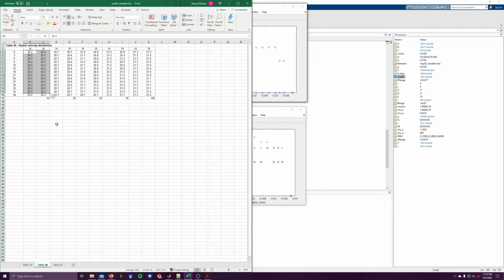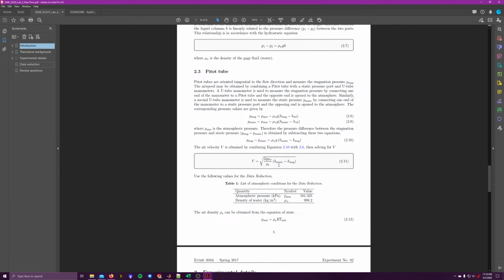And that shouldn't be the case. If we look at the equation to find the velocity, we have the static head minus the stagnation head. So in my case, that difference is 0. So I have the velocity equals 0.